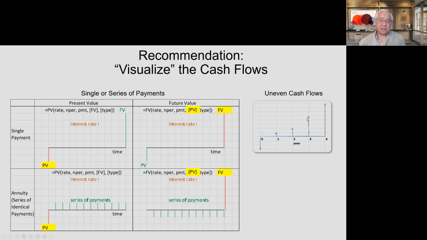The other, which I just put off to the side, is an uneven cash flow where it jumps around. Here, at least it's always rising. But it can go up and down, positive, negative, and be uneven. So these scenarios comprise the types of cash flows you're likely to encounter, and then you have to figure out what the present value and future value are.